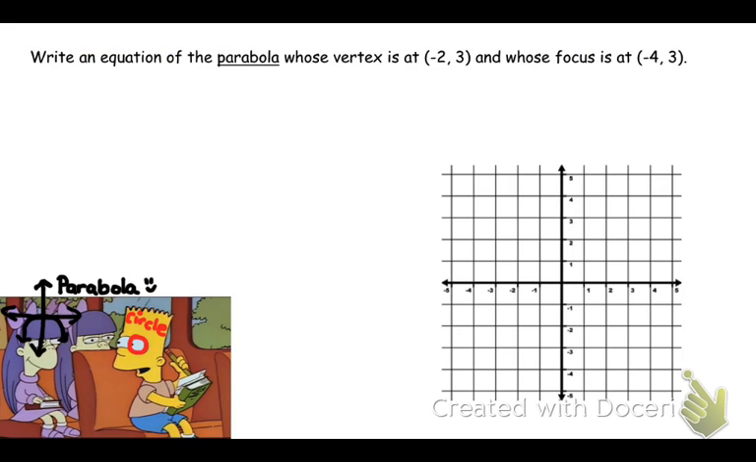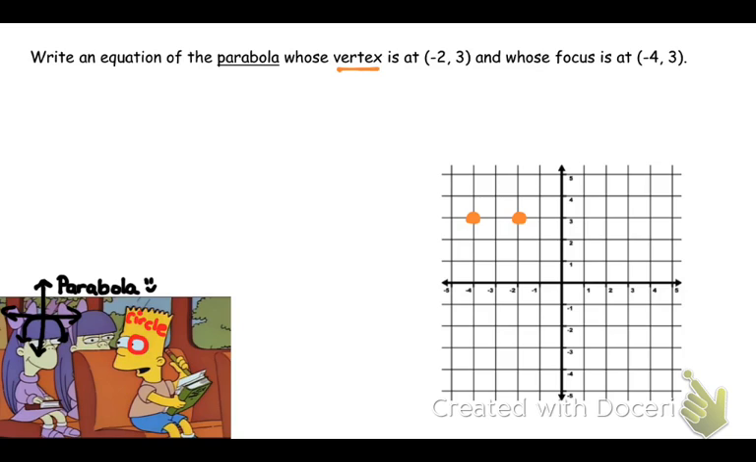Here we're asked to write the equation for a parabola given its vertex and the focus. So visualizing a graph is helpful even though it's not telling us that we have to graph it. The first thing I'm going to do is to plot the vertex. It says (-2, 3). The second point I'm going to plot is (-4, 3), which is the focus.